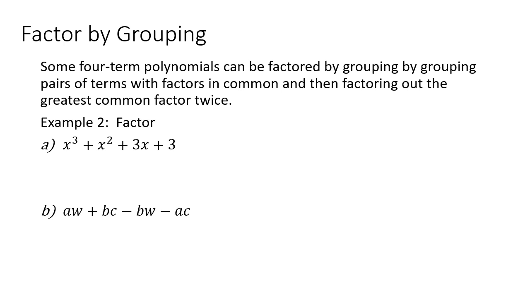factor by grouping is this. If you've got a 4-term polynomial, if you see that you've got stuff in common between pairs of the terms, try doing the greatest common factor method between the pairs. And so let's start with an example, part A.